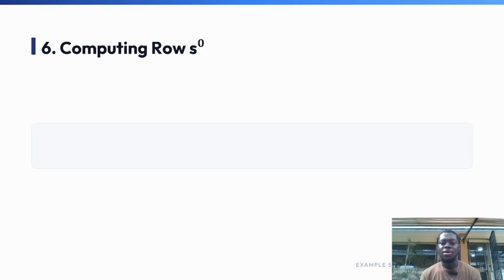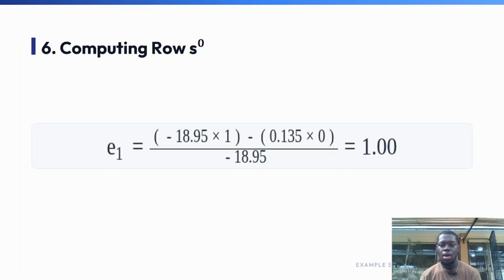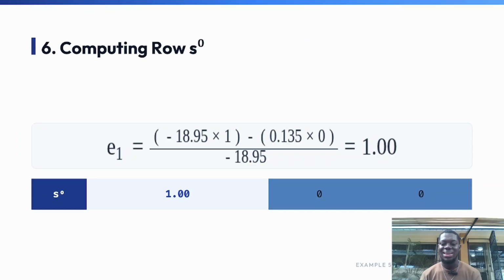We finally reached the base of our array with the s to the power of 0 row. Even though this is the final row, performing the calculation is essential to complete the first column of our table. We multiply our previous pivot of negative 18.95 by 1, subtract the product of 0.135 and 0, then divide back by negative 18.95. As the identical term cancels out, we are left with a final value of exactly 1.00.